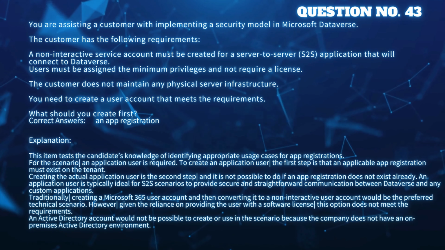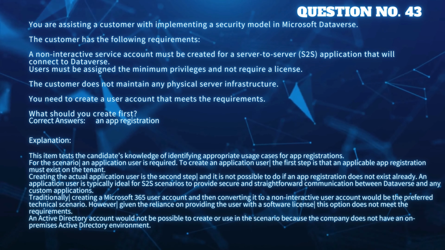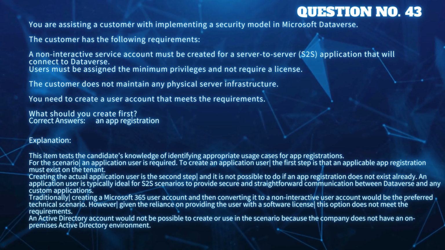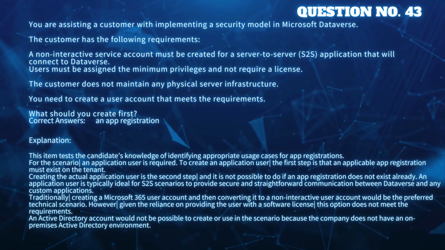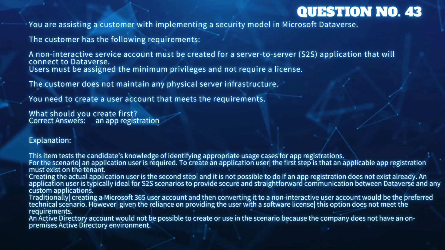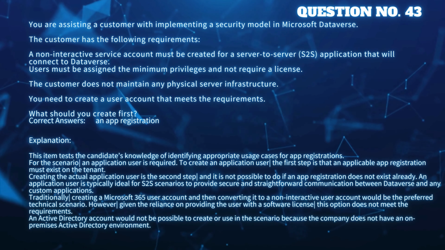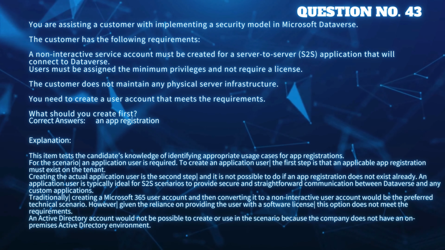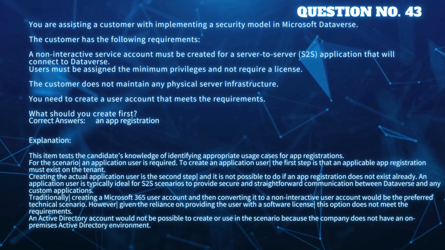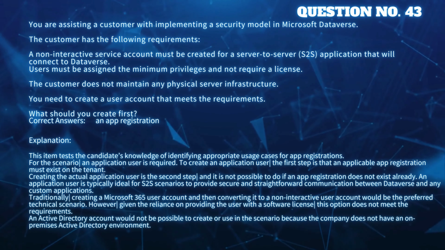Explanation: this item tests the candidate's knowledge of identifying appropriate usage cases for app registrations. For the scenario, an application user is required. To create an application user, the first step is that an applicable app registration must exist on the tenant. Creating the actual application user is the second step, and it is not possible to do if an app registration does not exist already.